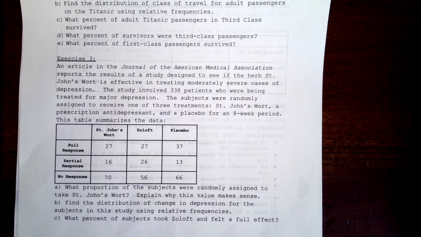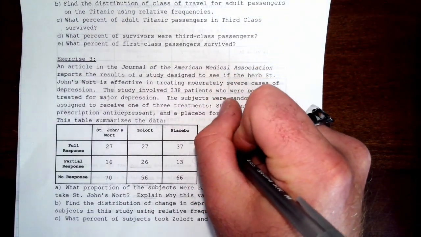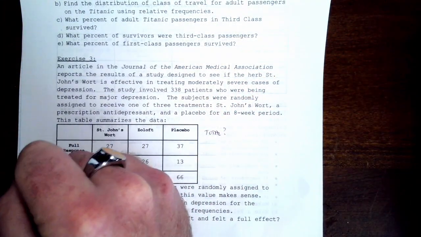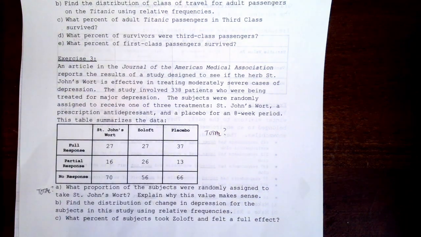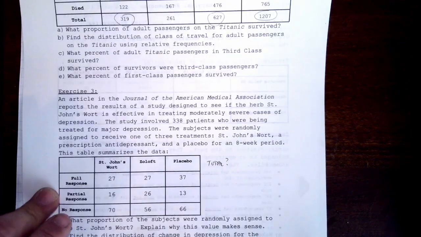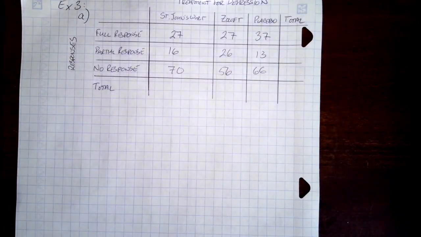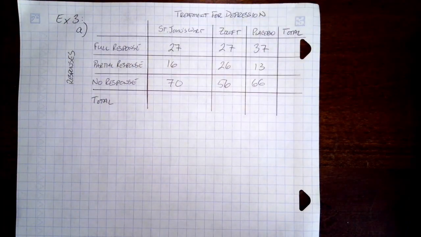This table summarizes the data. You might notice that the table doesn't have any totals. We may need to add those. What proportion of the subjects were randomly assigned to take St. John's wort? Why does that make sense? Find the distribution of change in depression for the subjects in the study using relative frequencies. And what percent of the subjects took Zoloft and felt a full effect? So let's get some of those totals in first, so that we can actually start dealing with Part A.